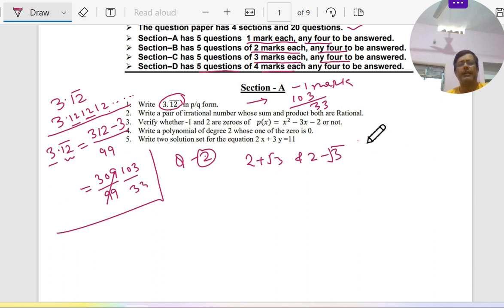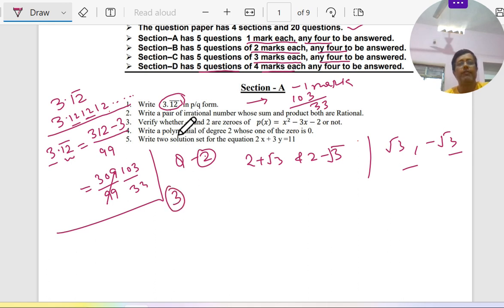You can also take root 3 and minus root 3. These are 2 different numbers, of which the sum will be 0. If you take the product, it will be minus 3, that is not an issue. So this is rational only. Any numbers in this way you can write. Now we go for question number 3.